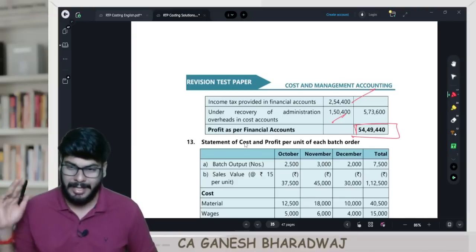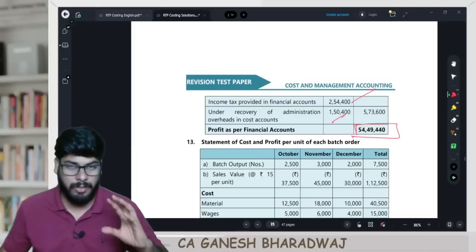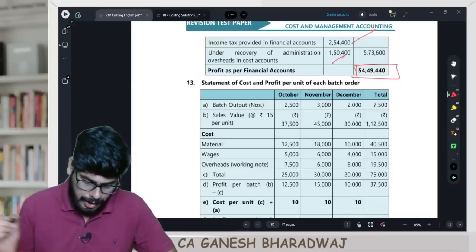54,49,440. As simple as that, right? And with that, this question number 12 is also done. Now let's move on to the next question.